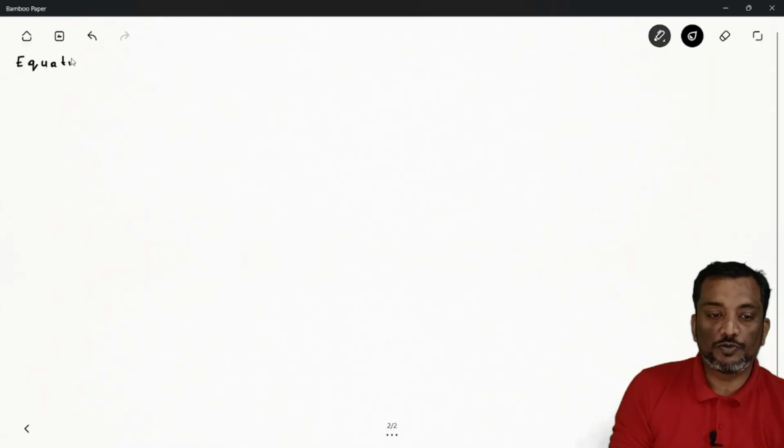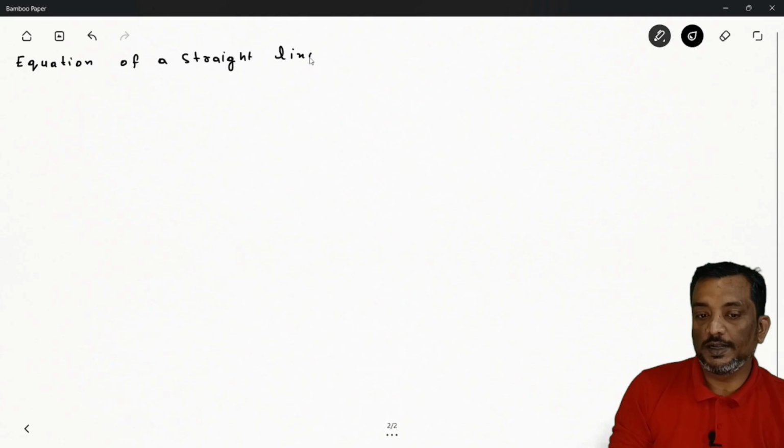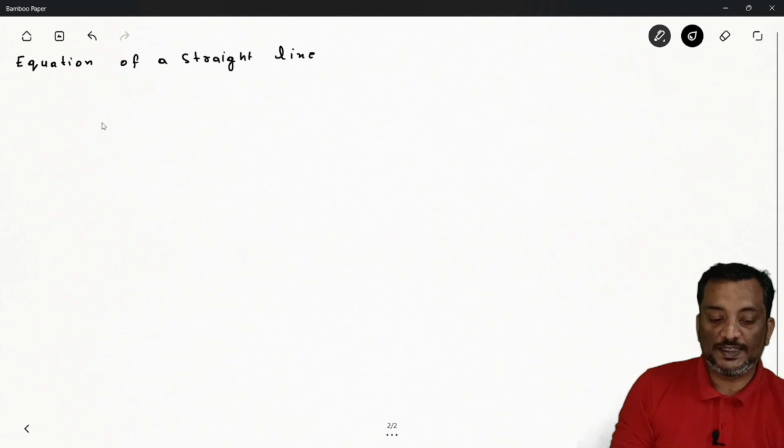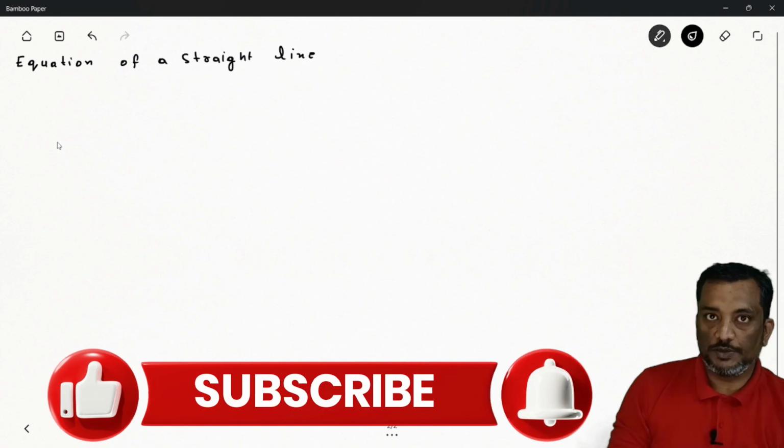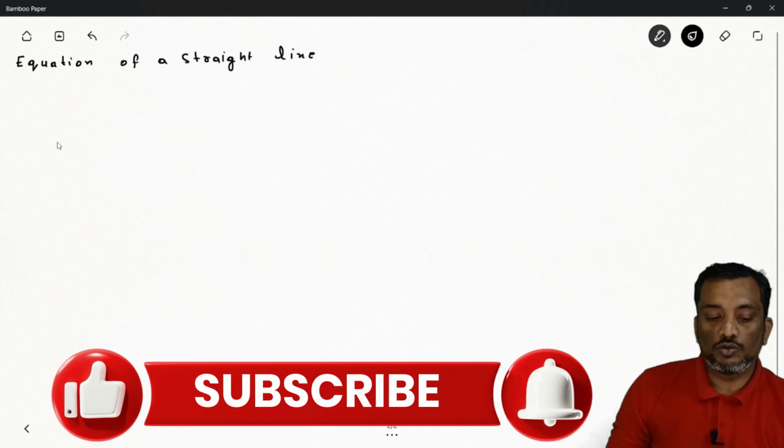So I think most of you know about the equation of a straight line, but still we will do a recap. If I talk about the equation of a straight line, it is any equation in the coordinate plane that we use to plot the graph of a line. So if I simply say there is an equation that is used to plot the graph of the line on the Cartesian plane, that is called the equation of a straight line.